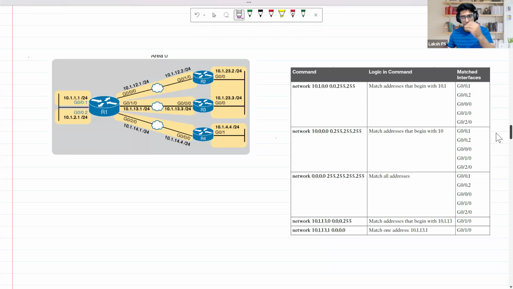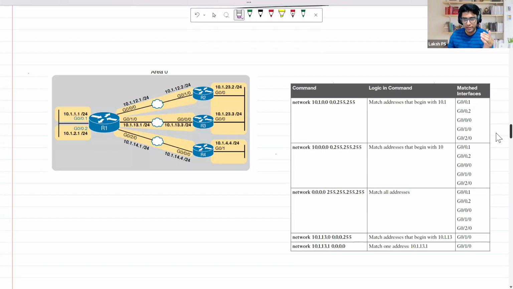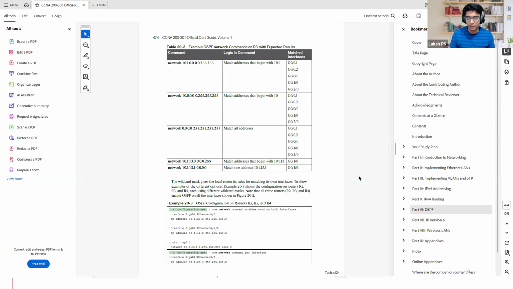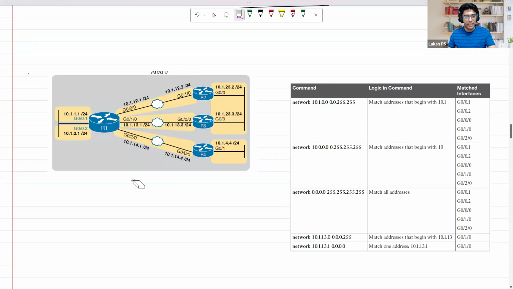You will have to go through the recording, plus the PDF that I've shared for CCNA Volume 1 and Volume 2. The diagram I took was from CCNA Volume 1, which I've already shared. You can check the OSPF chapter, page number 474, and read through it, and you will understand how wildcard masks basically work. Tomorrow I'll also do a practical of this particular scenario, and then you will have a better idea of how advertisement basically works.